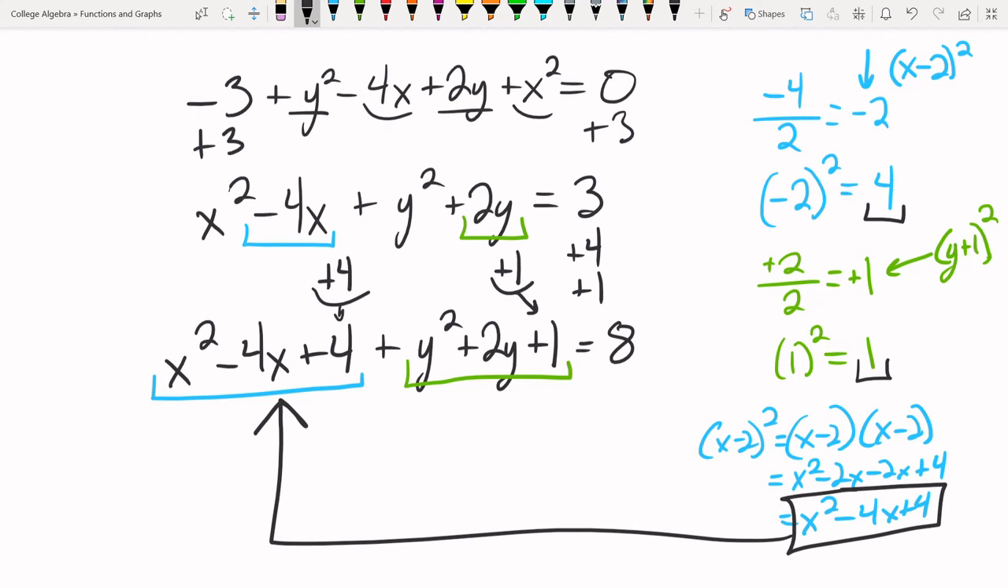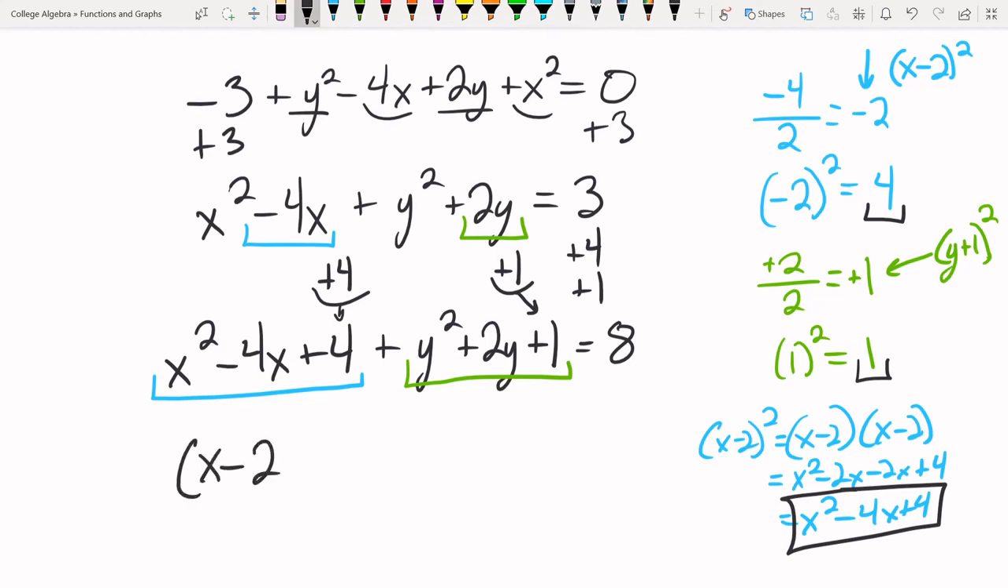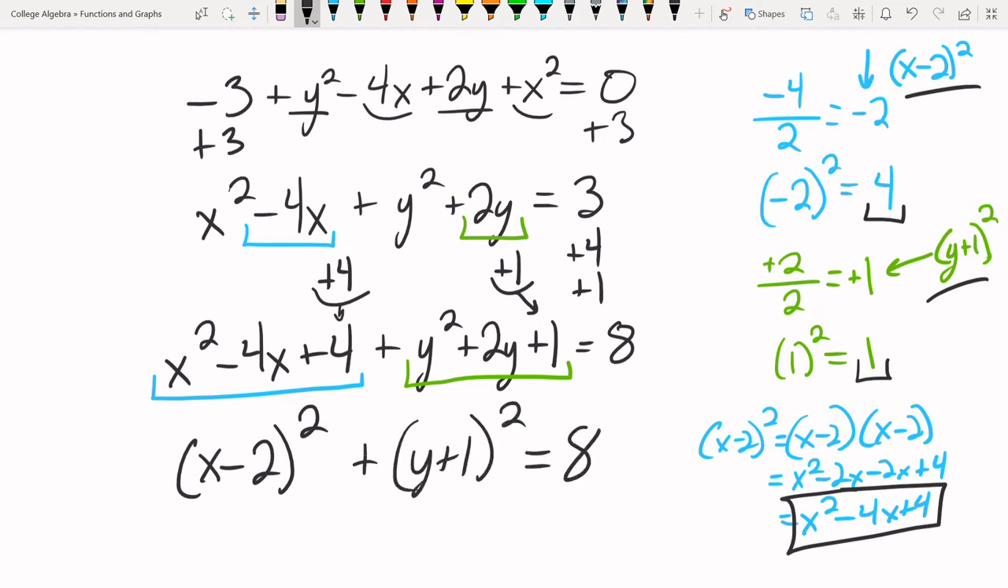It factors down nicely. Once you have that and you're convinced that you have the right things, you can always check your work here. The blue thing becomes x minus 2 squared, right? And the green thing becomes y plus 1 squared. And this equals 8. And now this is in standard form. The center is going to be at 2, negative 1, h and k. And the radius is the square root of 8, which we just did. We just broke it down to 2 root 2.